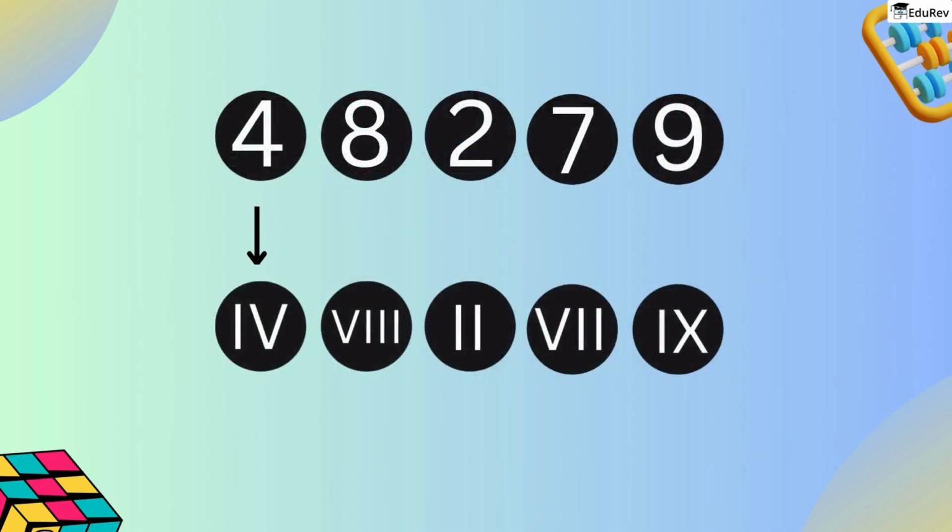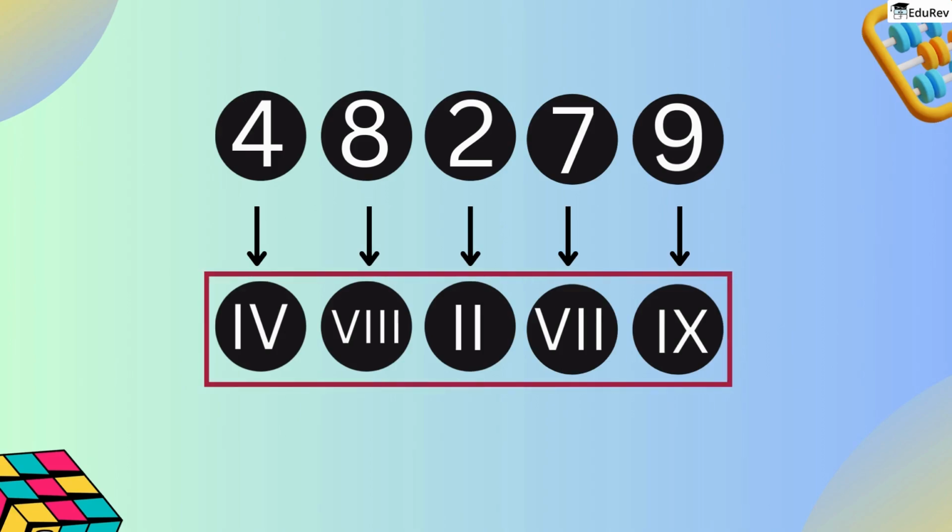4 will be IV, 8 will be VIII, 2 will be II, 7 will be VII, 9 will be IX. There you go. You have entered the correct code and set your friend free.